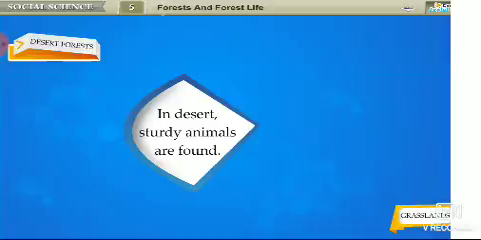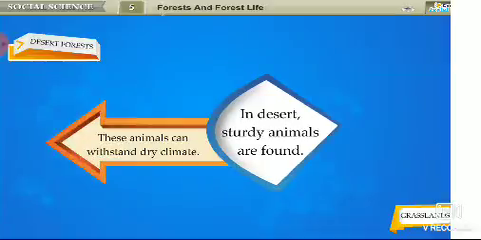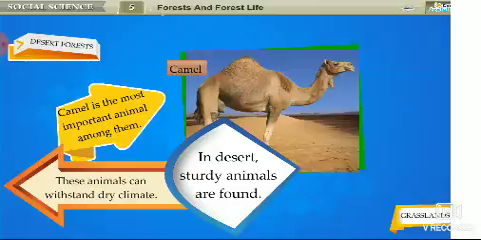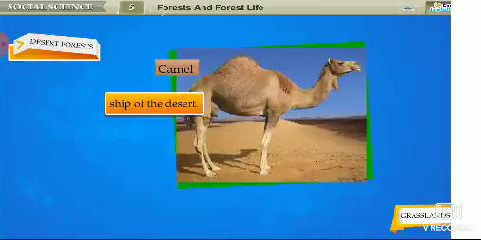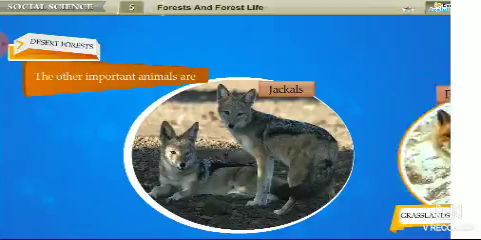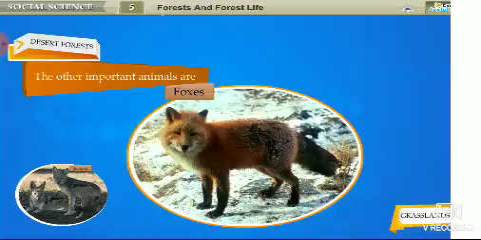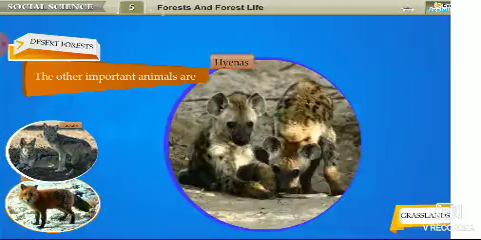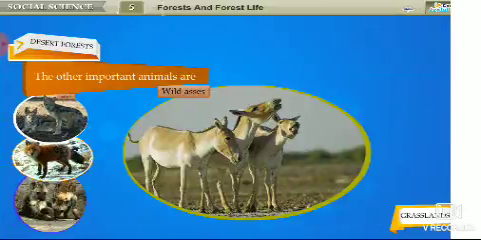Wildlife. In desert, sturdy animals are found. These animals can withstand dry climate. Camel is the most important animal among them. It is also called the ship of the desert. The other important animals are jackals, foxes, hedgehogs, hyenas and wild asses.